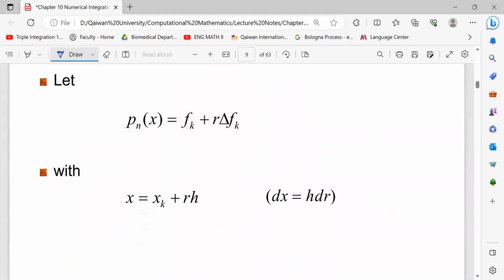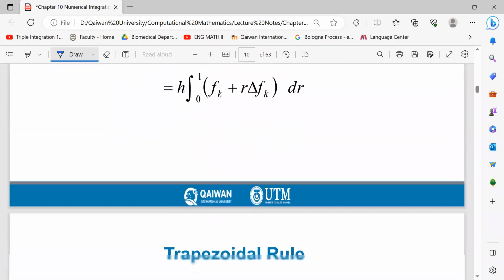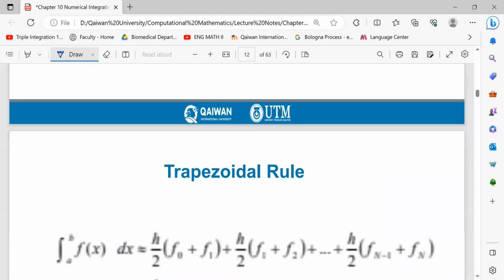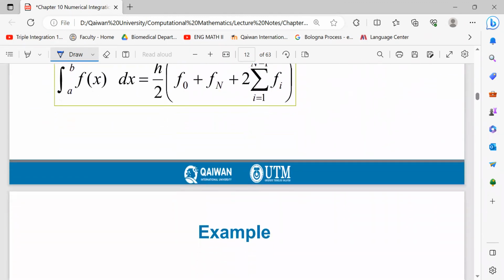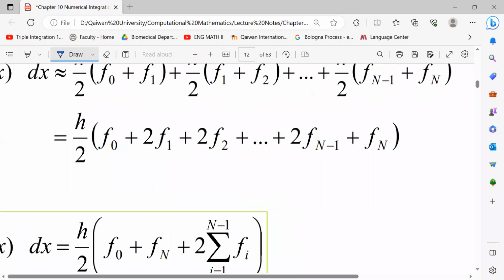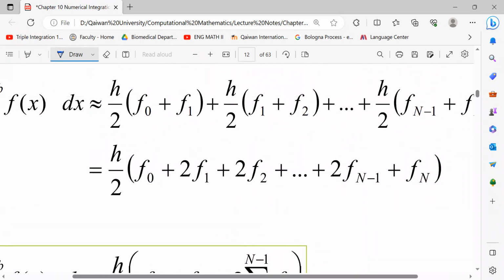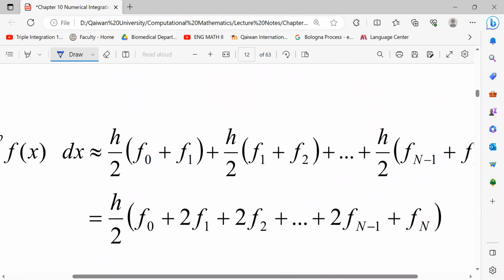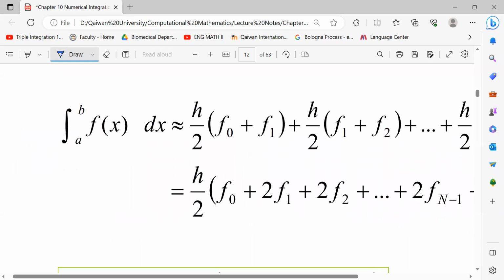And here, I'm just going to give you the trapezoidal rule. I mean, the final one is this one. We say the integration of f of x from a to b.